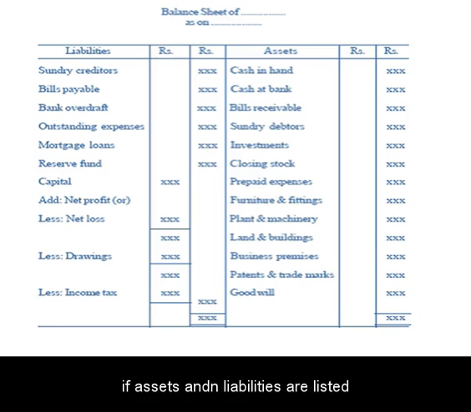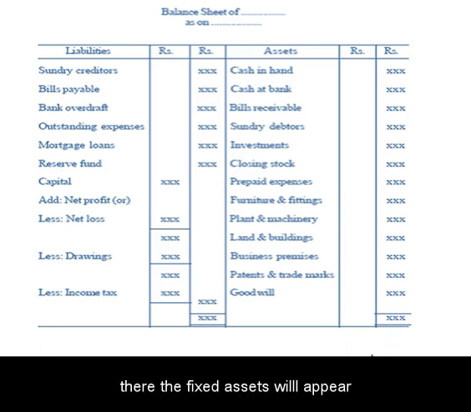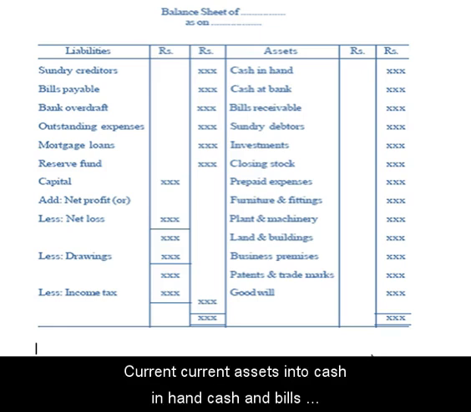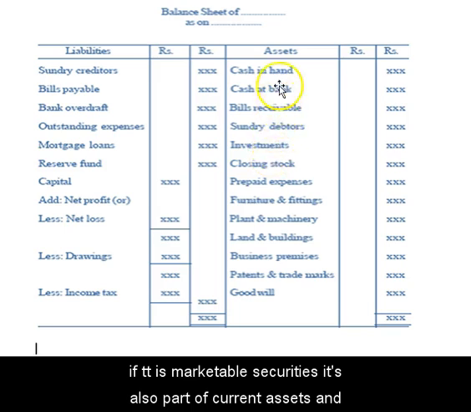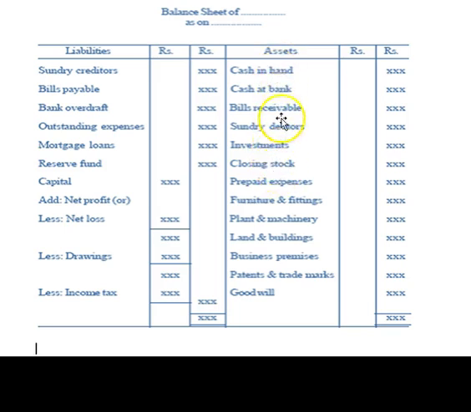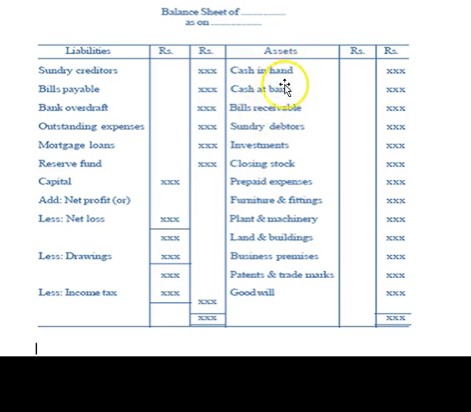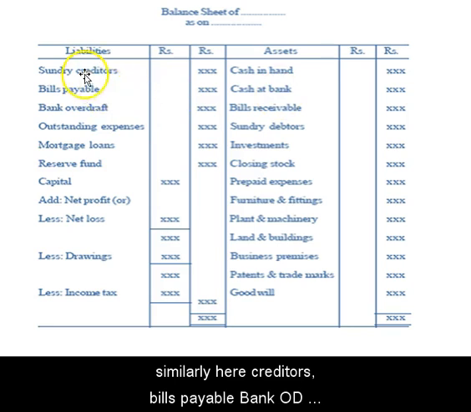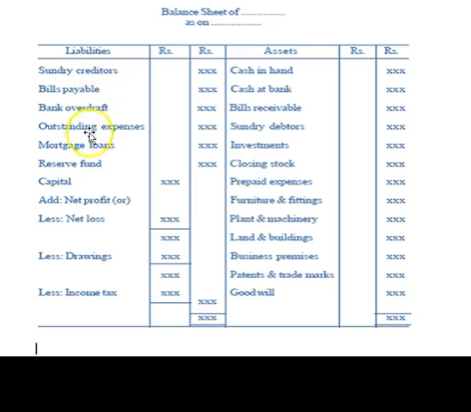If assets and liabilities are listed on the basis of performance, a reverse effect should be given. There, the fixed assets will appear first, followed by current assets. Current assets include cash in hand, cash at bank, bills receivable, and debtors. If it is marketable securities, it is also part of current assets. Stock, all these are current assets. But cash and bank are liquid assets. Similarly, here creditors, bills payable, bank overdraft, and outstanding expenses are current liabilities.